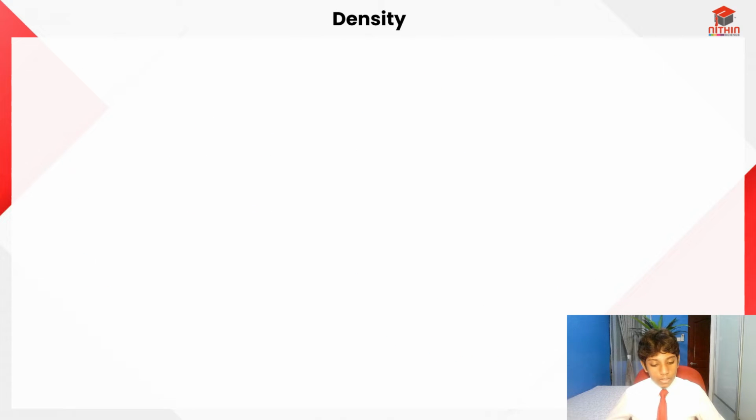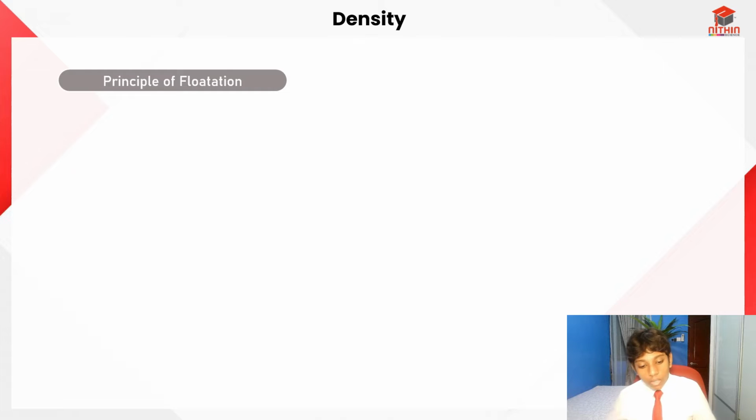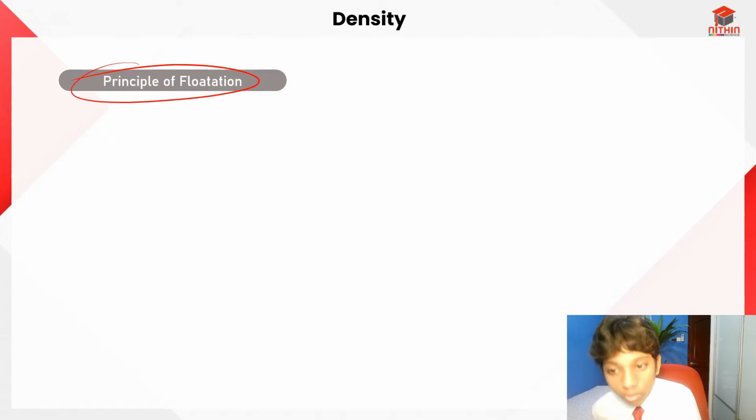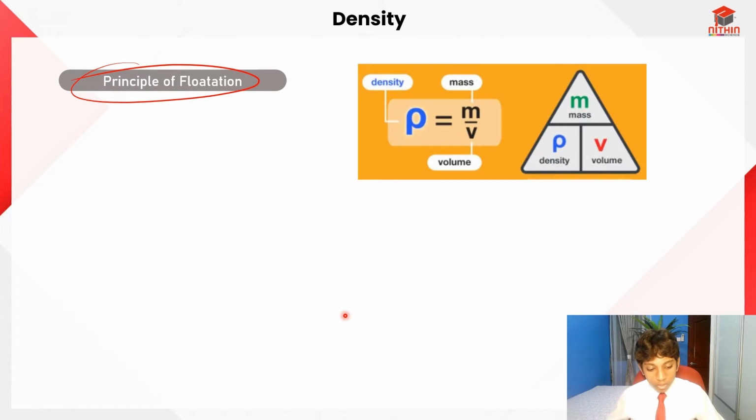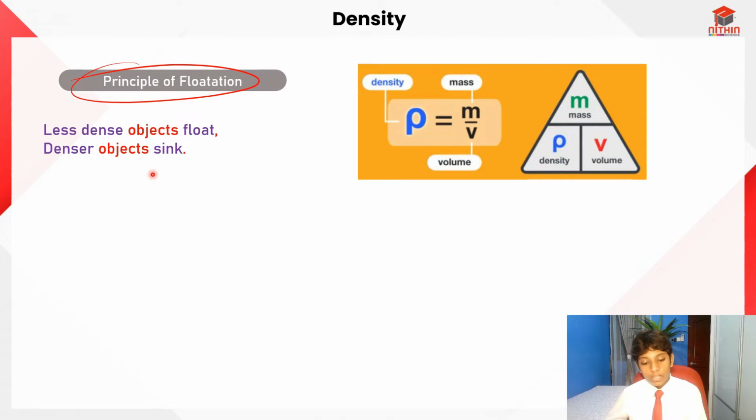Still in density, now let's take a look at the principle of flotation. So same diagram again. Less dense objects float, while denser objects sink. In some of the primary schools, you might have learned this principle of flotation, such as in my primary school, I've learned this already. So less dense objects float and denser objects sink.